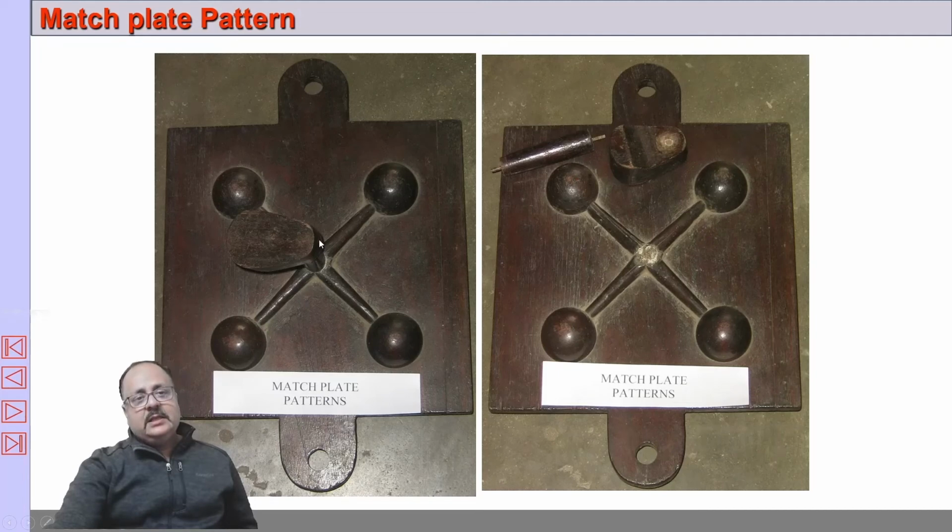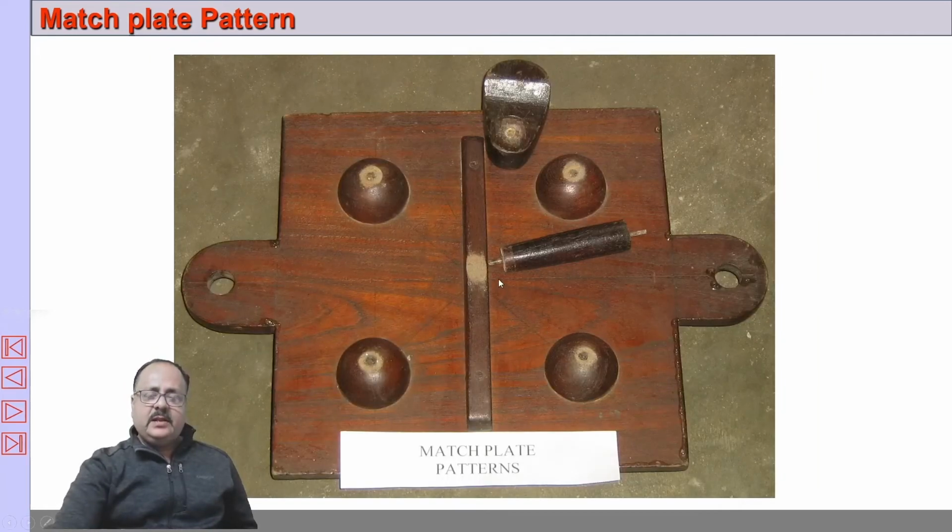You can see this is the top half, this is the cope. You can see this is the sprue basin, this is the sprue rod, these are the runners, these are the castings. And this is the bottom side, the drag side. You can see the lower half of the casting.